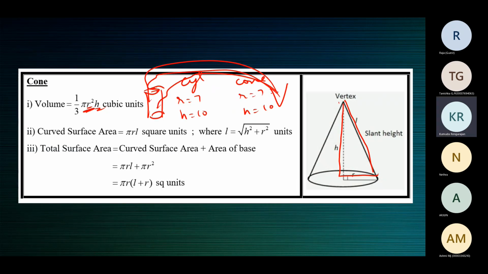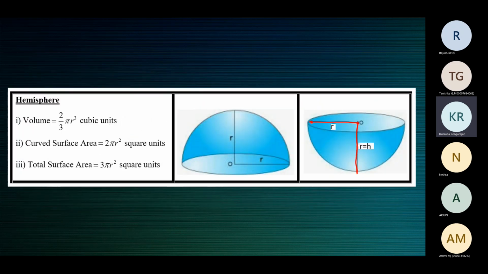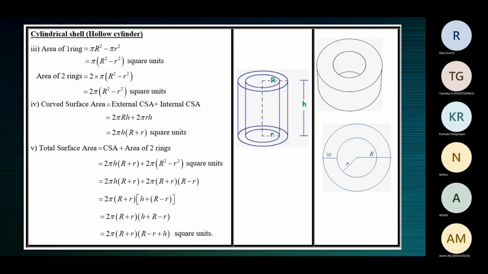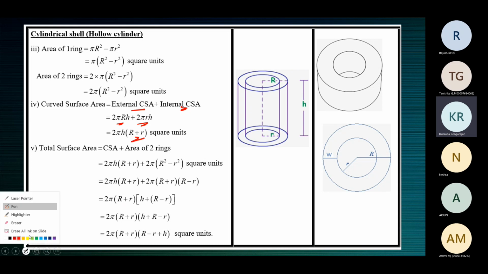So when it is the outside CSA, it is with the outside radius. Inside CSA with the inside radius. Only the radius will change. The height will be the same. So the external CSA plus the internal CSA is 2 pi capital R h plus 2 pi small r h. You can take out 2 pi h common and have this. This is the curved surface area. Remember, curved surface area is the area of the two portions, one curved surface area inside and one outside.